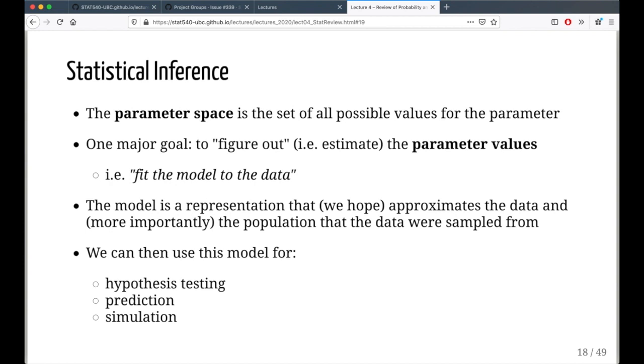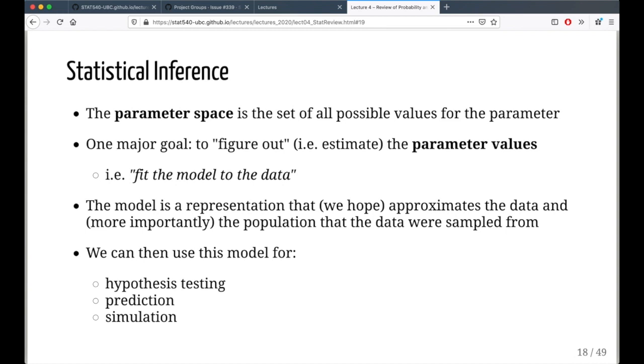In the normal case, the parameters are mu and sigma. One major goal of statistical analysis and statistical inference is to figure out or estimate the parameter values for a particular data set. This is often referred to as fitting the model to the data. So if we have a sample from a population, and we think that it might be normally distributed, a goal here is to estimate those parameters and figure out what exactly that normal distribution is for this particular data set.